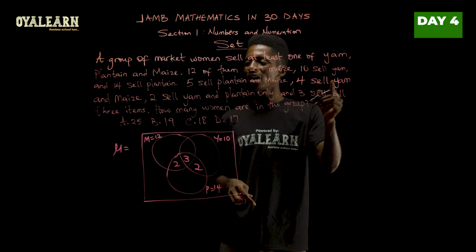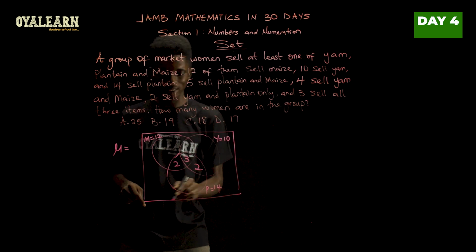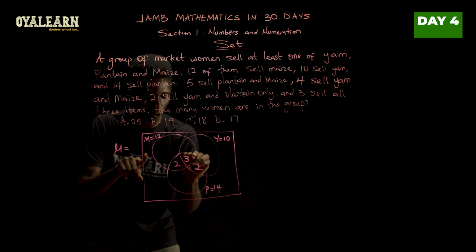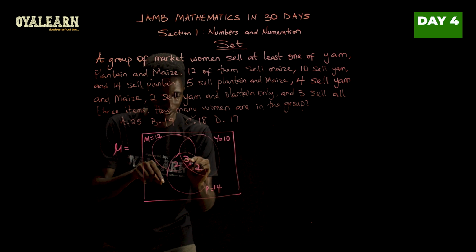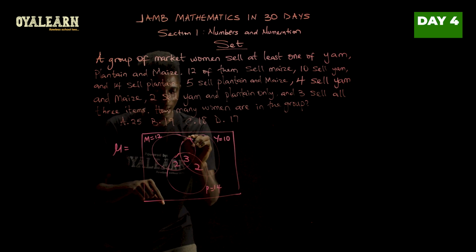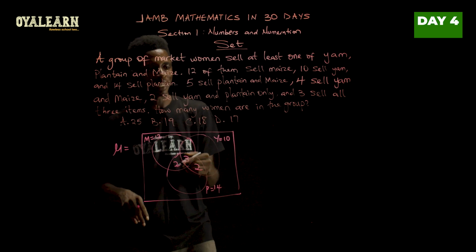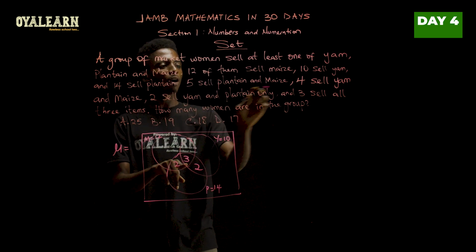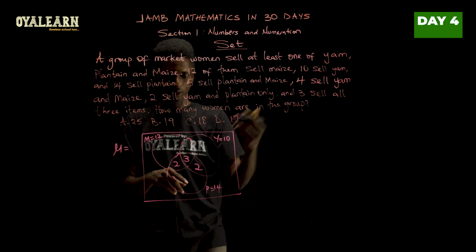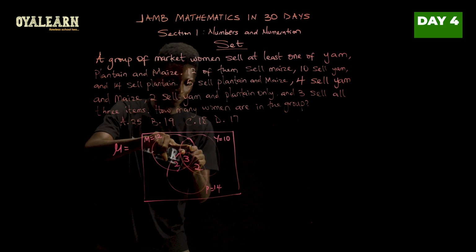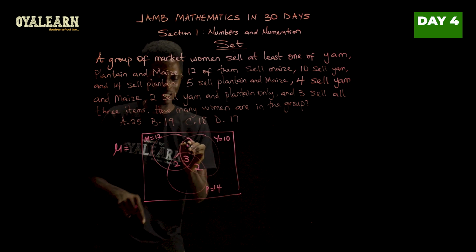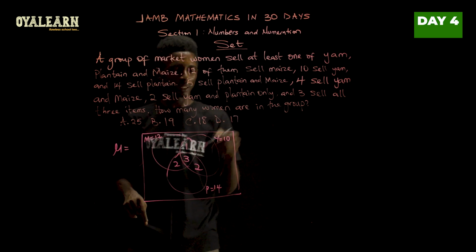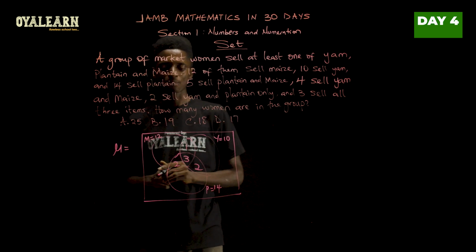Now 4 sell yam and maize. So this is the circle for maize. This is the circle for yam. So this part here is where we have maize and yam, right? And the number of women that sell yam and maize are 4. So of that 4, 3 already sell plantain as well. So what is left is 1. 4 minus 3, that gives us this 1 here.